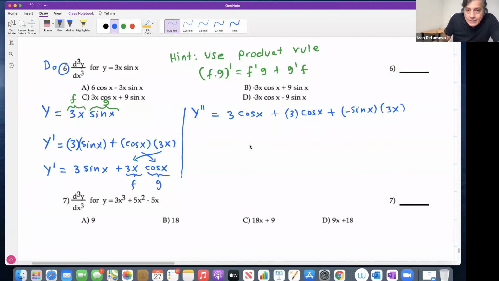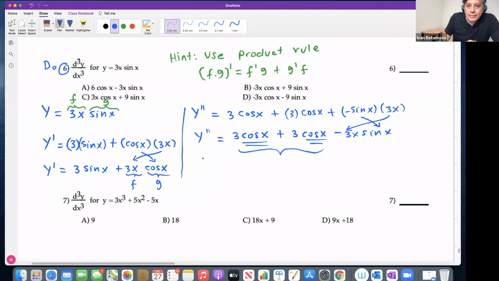All right. So now the trick is to simplify first, before going to the third derivative. Look, this is 3 cosine of x. This is plus 3 cosine of x. And this is minus, remember, simple function up front, minus 3x, complicated function, the sine function, following there. Now, the trick is to notice that these two are like terms, same variable part, so we can combine them. 3 cosine plus 3 cosine is equal to 6 cosines, and minus 3x sine of x.